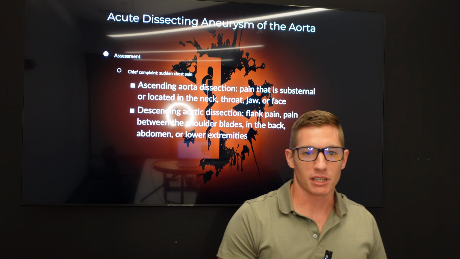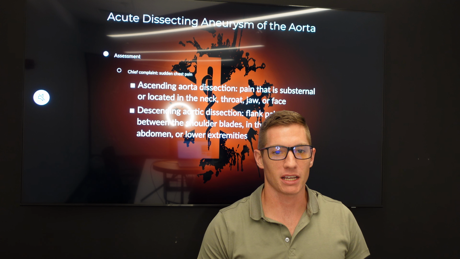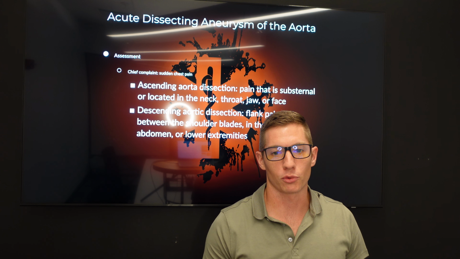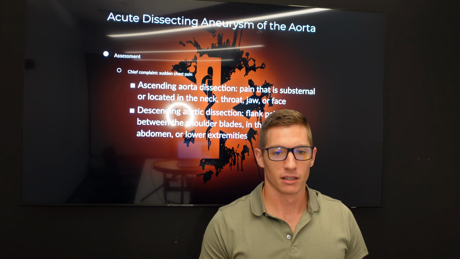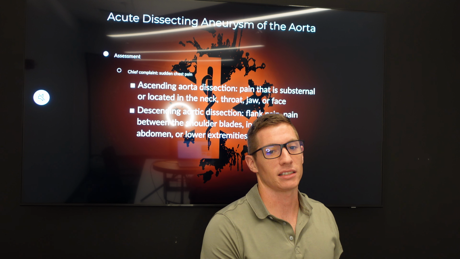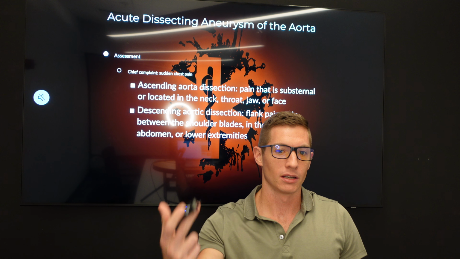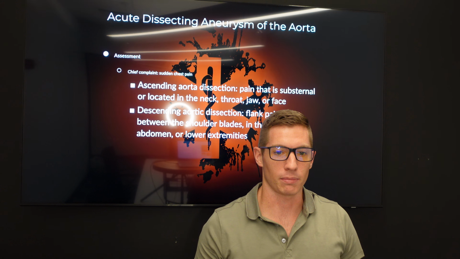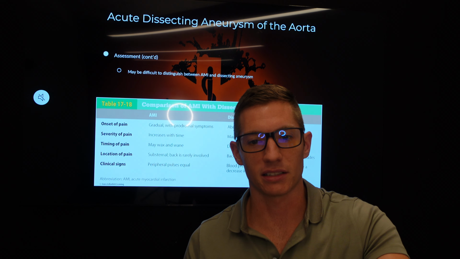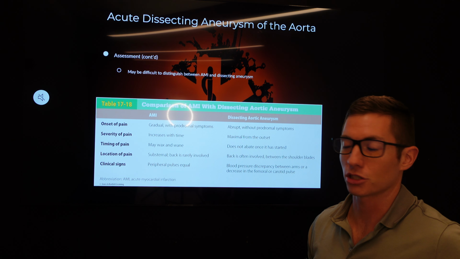Signs and symptoms depend on the location. So we have pressure of a large amount of blood on the surrounding organs that may produce symptoms. The patient's description of the pain provides clues to the location of the dissection. Almost all patients report an abrupt onset of constant, unbearable pain. Ascending aorta dissections are usually associated with pain that is either substernal or located in the neck, throat, jaw, or face. Descending aortic dissection usually produces flank pain, pain between the shoulder blades, and pain in the back, abdomen, or lower extremities. It may be difficult to distinguish the chest pain of a dissecting aneurysm from that of an acute myocardial infarction, but a number of distinctive features may differentiate it.